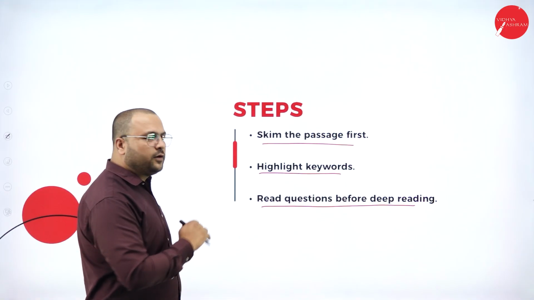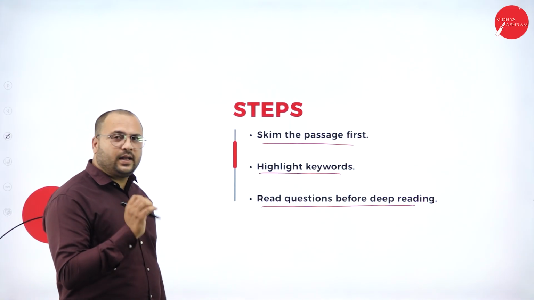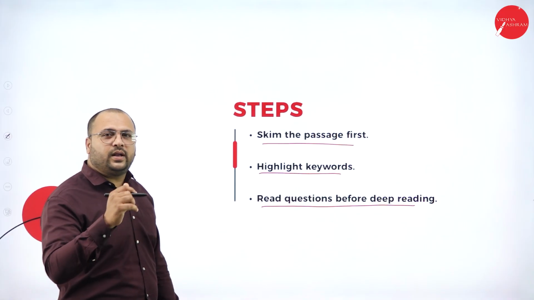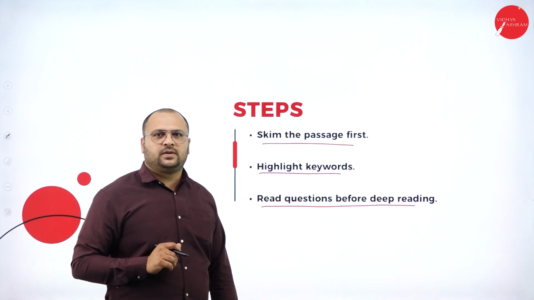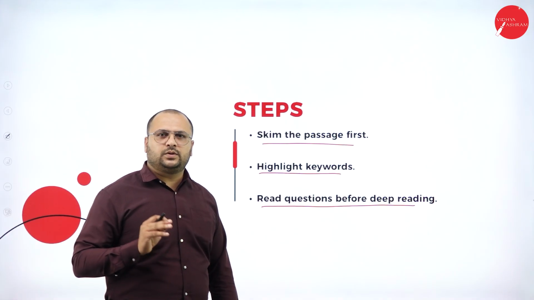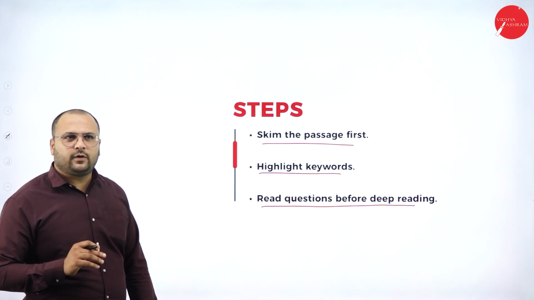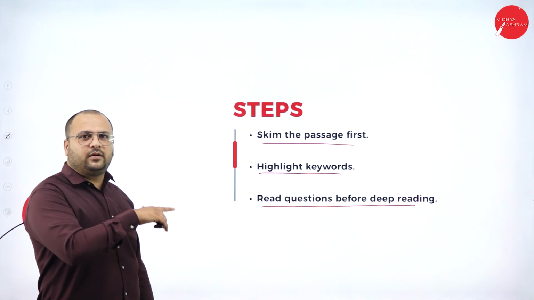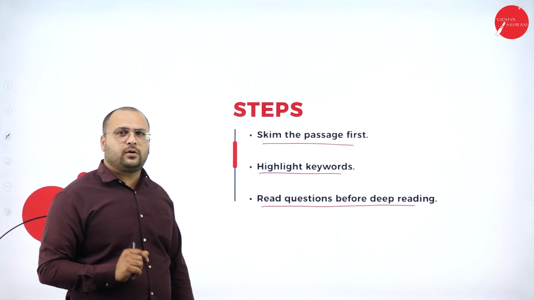First thing is the skimming of the passage. That means you read it on the surface level. Then you highlight the keywords. Then before you read it again, for deeper understanding, you have to go through the questions first. So how does it help? Once you know the questions, you will have in mind what are the points to be answered. So therefore, when you dive into the deep reading, you have to read the questions first. So these are the steps involved in reading comprehension.